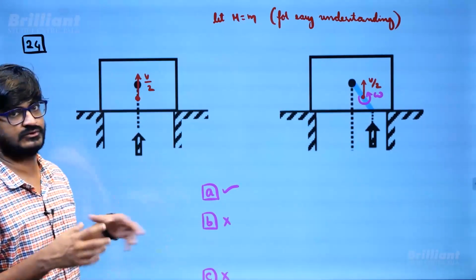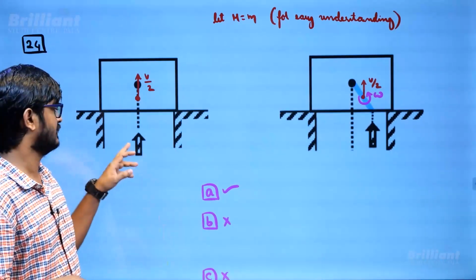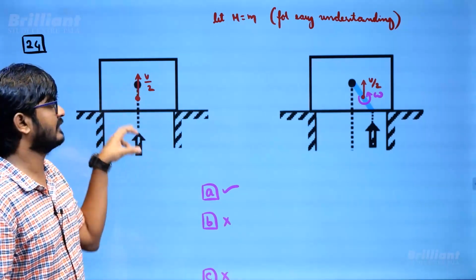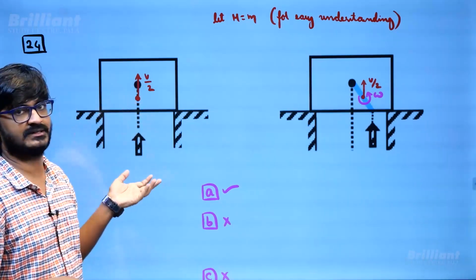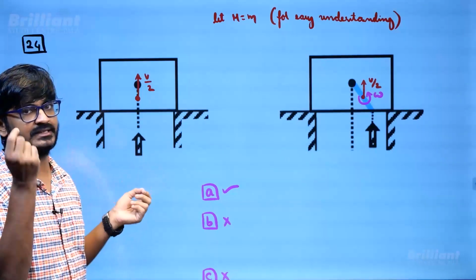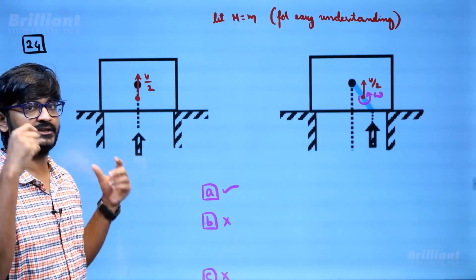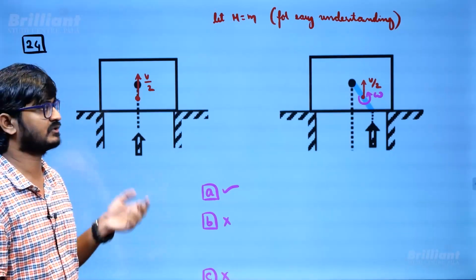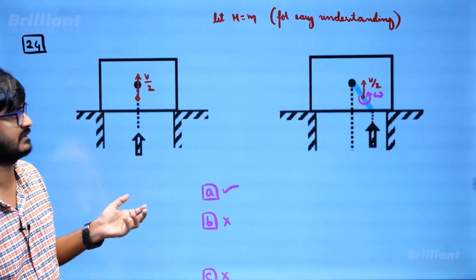Suppose, for simplicity, I assume both are equal masses. If the speed is v, then just after hitting, the combined speed will become v by 2 by momentum conservation. Though there is gravity, it is acting for a small time. Gravity is a finite force acting for a small time, so it won't change the momentum of the system to a great extent. So we are neglecting gravity during the collision.